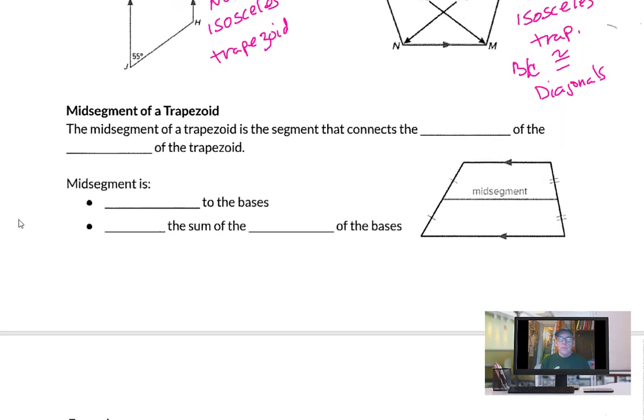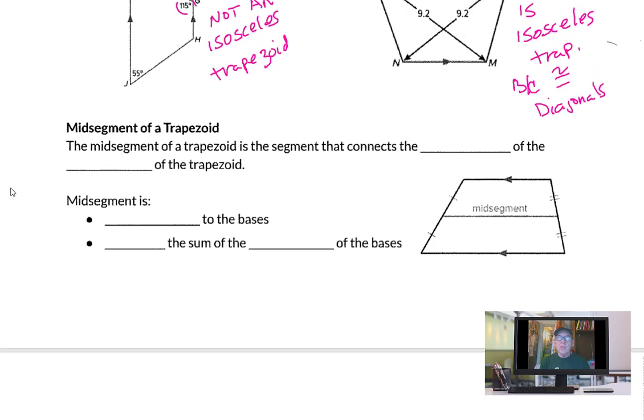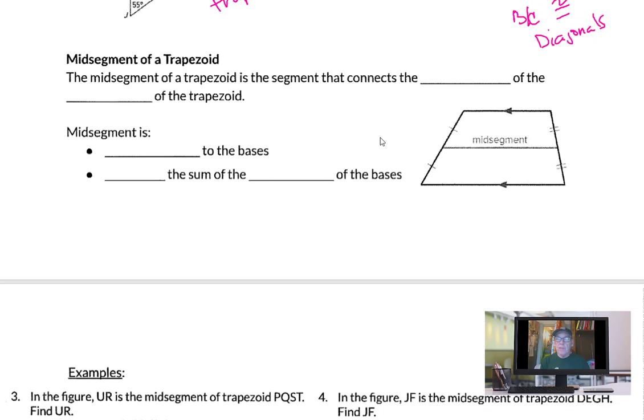Okay. Now let's talk about mid-segments. The mid-segment is defined as a segment that joins the midpoints of a triangle or a quadrilateral. So again, if we were to extend this up, we could kind of see this as a triangle, and then we could do the midpoint of this triangle and get this mid-segment. And the mid-segment is parallel to the third side of the triangle.